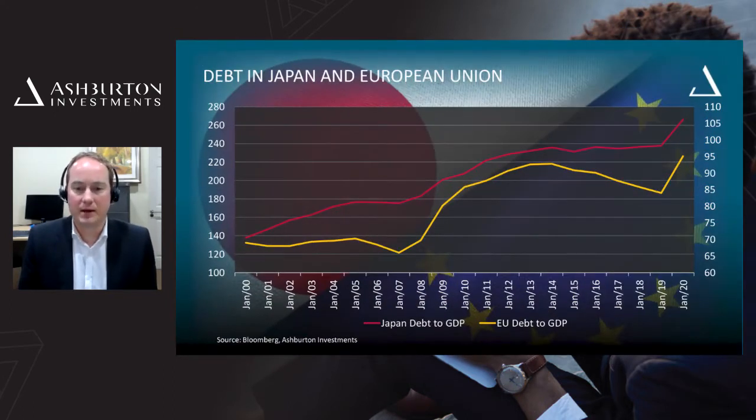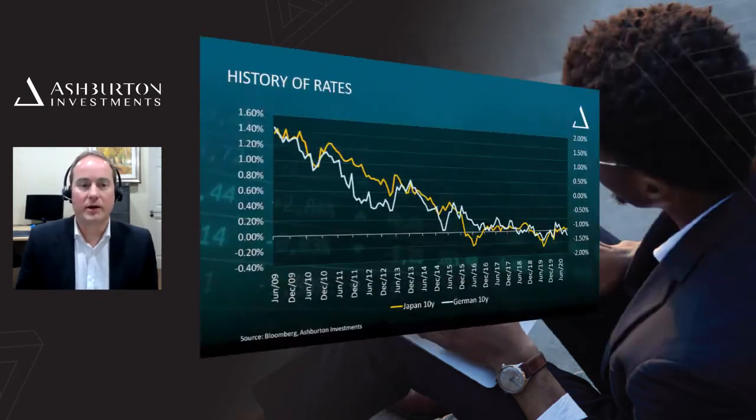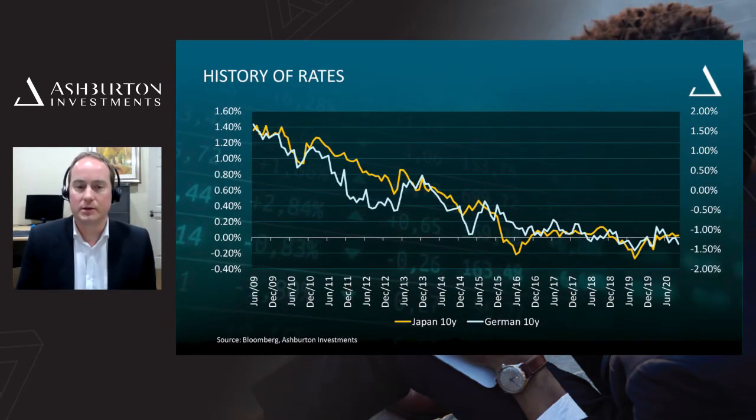If you look at Japan and Europe, you can see their debt to GDP has risen quite consistently from 2000 to 2020. European Union debt has grown from about 70% to almost 100% debt to GDP, and Japan's has grown from 140% to almost 280% over that same period. And yet, if you look at the yields on bonds in those economies, what we see is that over time, we've actually seen a drop in yields, both in Japan and in the European Union.